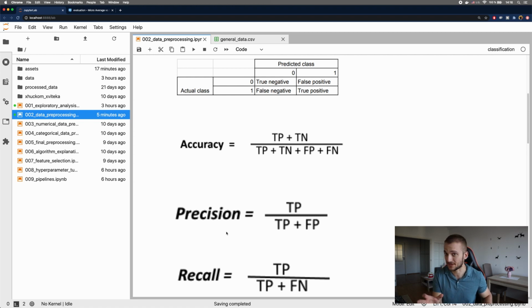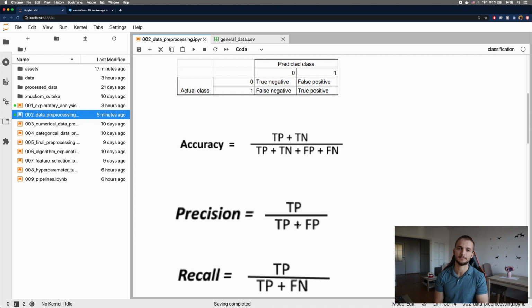Basically, the macro precision is just the average of precision for each class, while the micro precision is something else, something more complicated. In micro precision, we are computing the true positives for each of the classes divided by the true positives for each of the classes plus the sum of the false positives for each of the classes, right? It can be quite complicated. I don't want to go into too much detail and bore you.